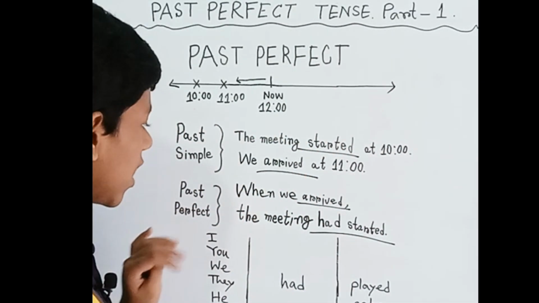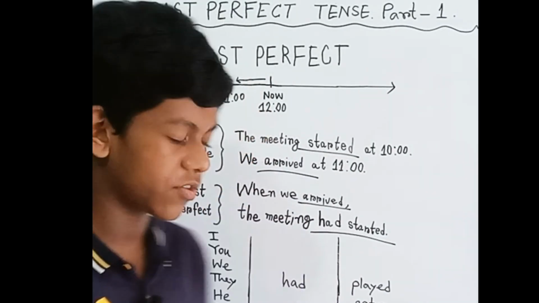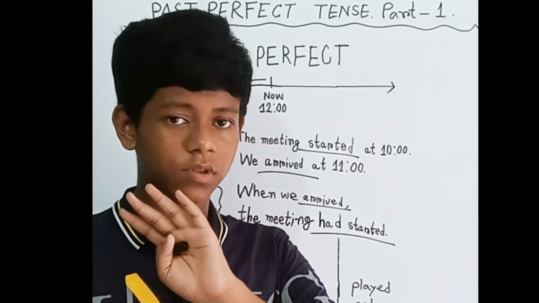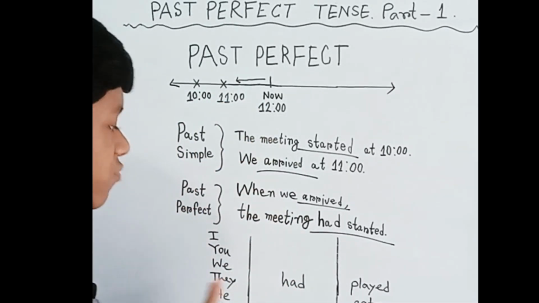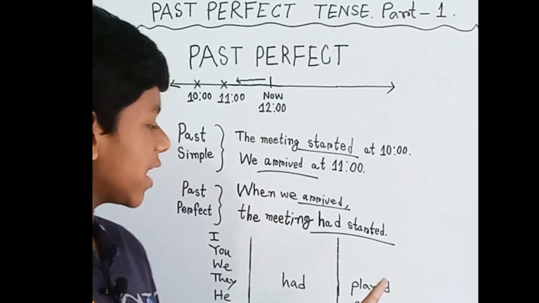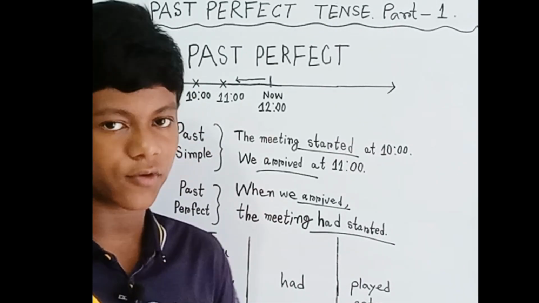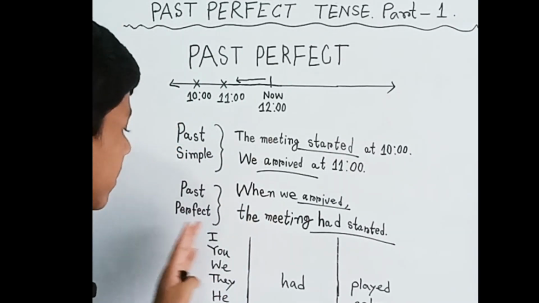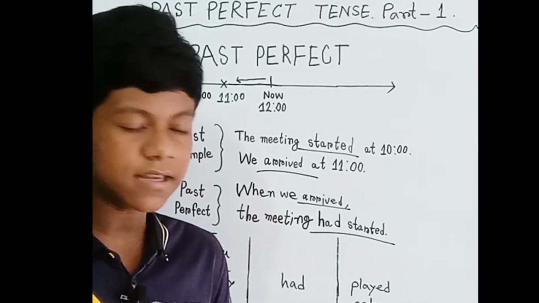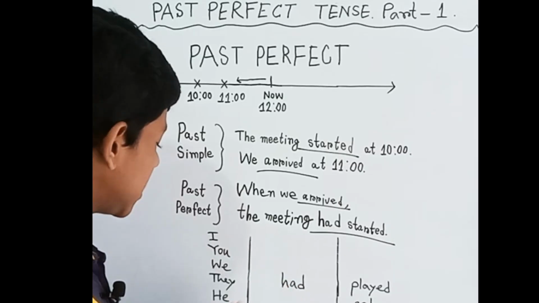Now we have already got it, and let's see the overview of past perfect. We can use had with all subjects, and then we add the past participle. We can use regular verbs and irregular verbs. So let's see: I had played, you had played, we had played, they had played, he had played, she had played, it had played.